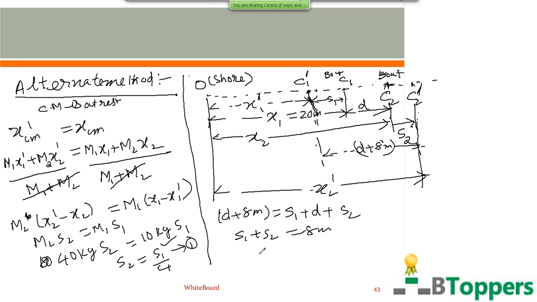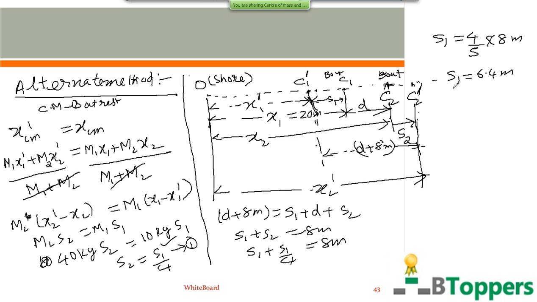You can substitute S2 equal to S1 by 4. So you get S1, if you simplify this yourself, S1 equals 4 by 5 times 8 meters, or S1 is 6.4 meters.